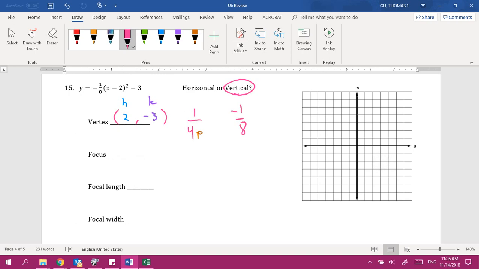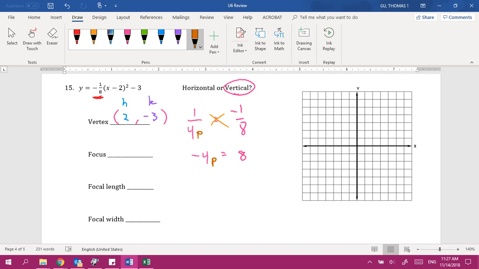Cross multiply. So they equal each other, right? Because negative 1 over 8 is your A value, and A always equals 1 over 4P. And then, like you said, you cross multiply. After I cross multiply, what does that give me? -4P equals 8. You're forgetting something. Oh, -4P equals 8, yes.